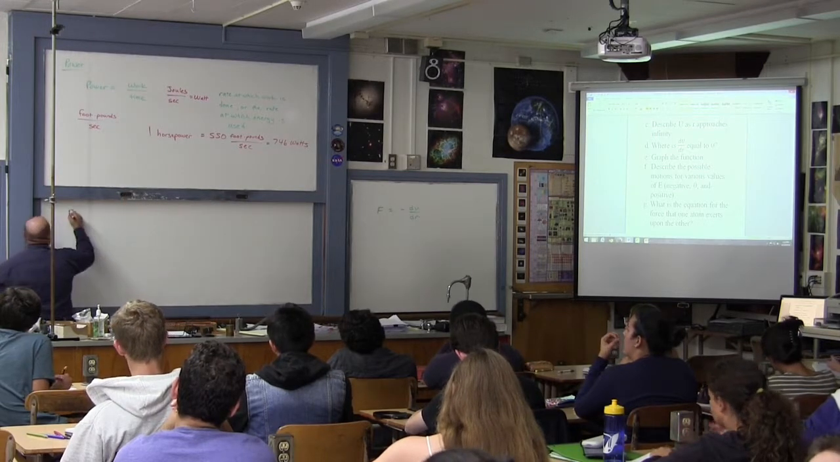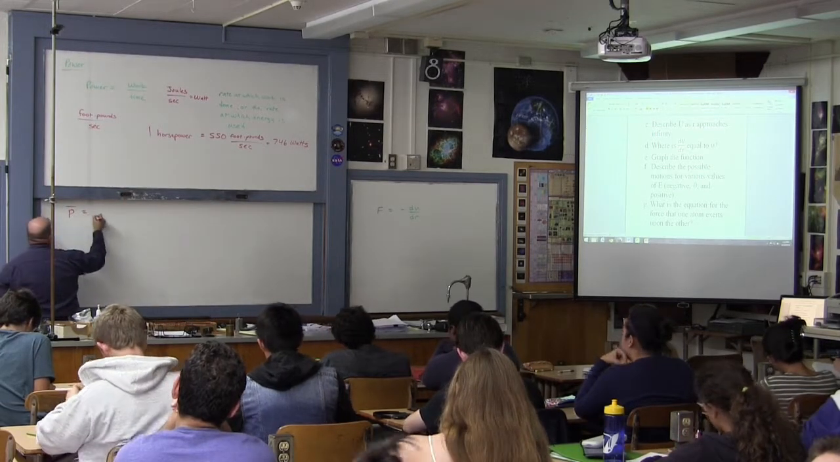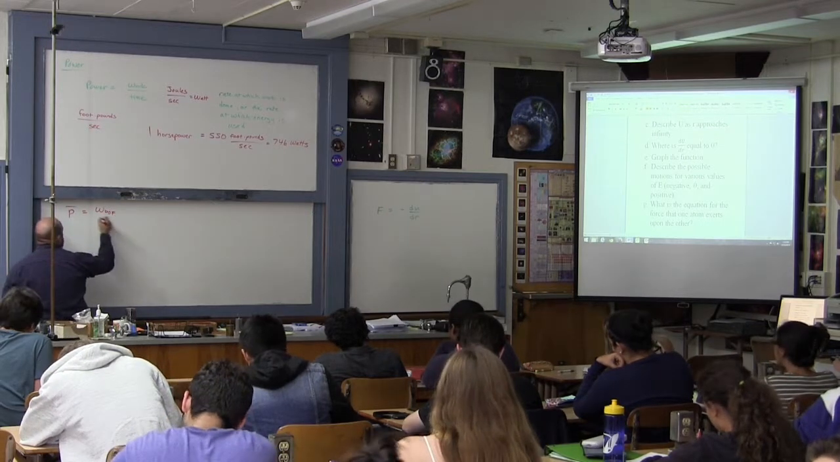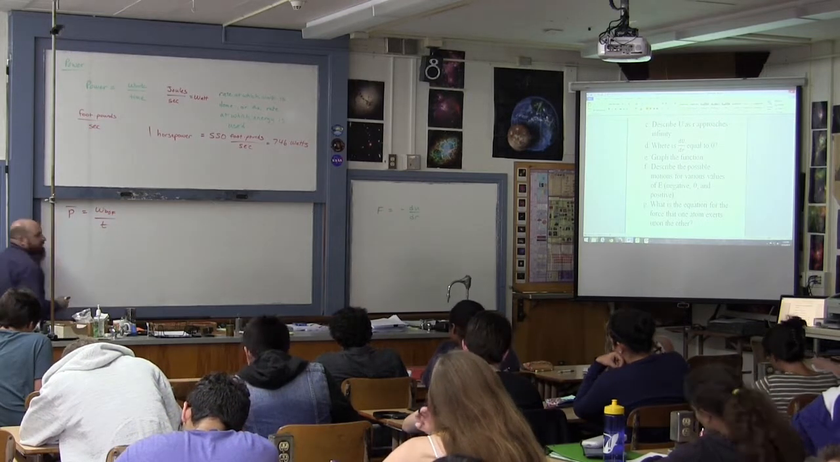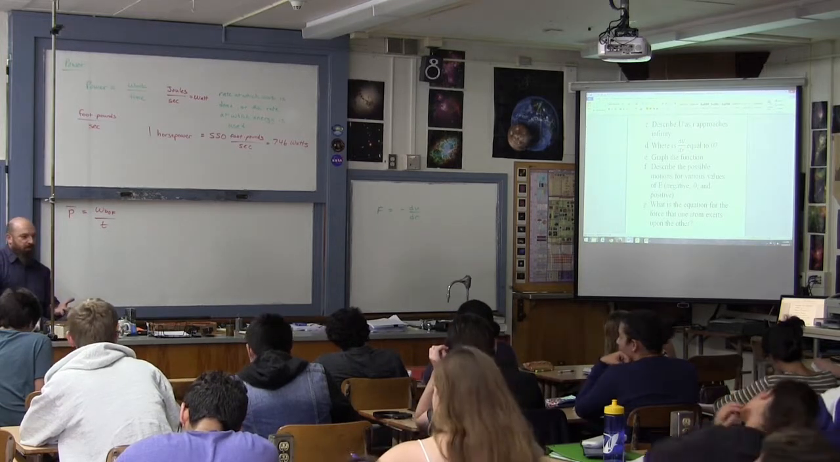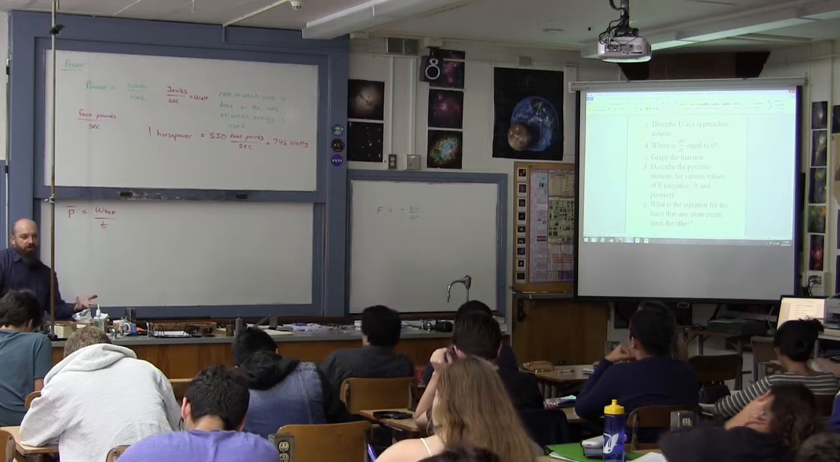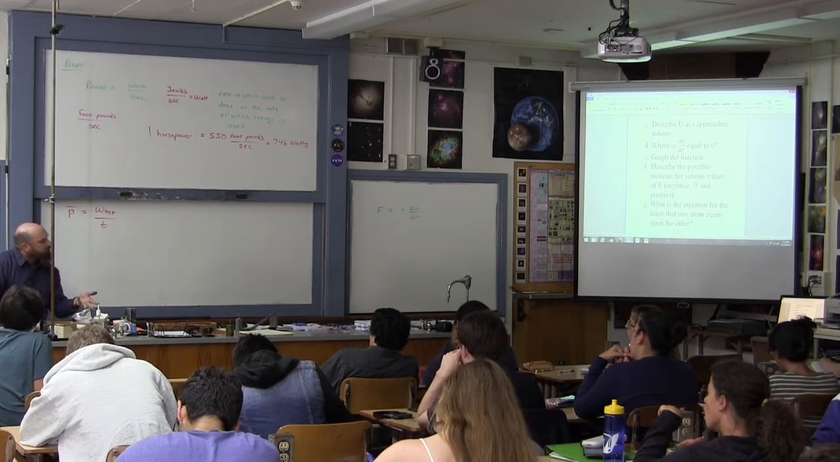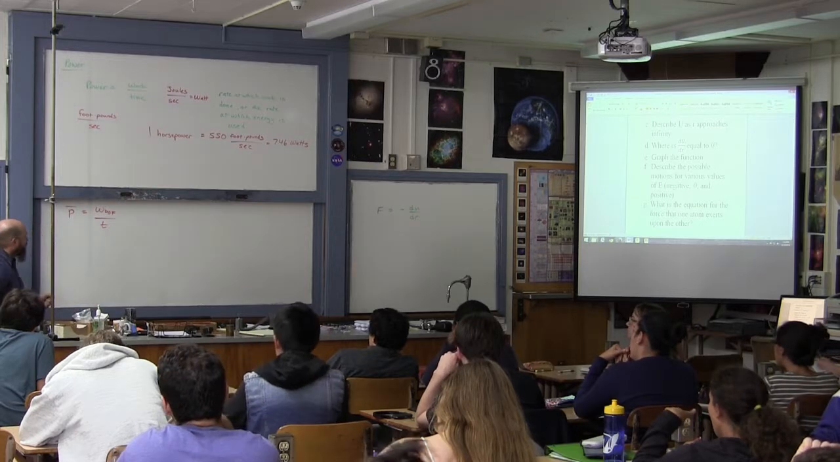Average power, P bar, is equal to the work done by the force, whatever it is that's operating, divided by the amount of time. So it's just total work done divided by total time, nothing more than that. But how do we reduce this to an instantaneous quantity? Well, we reduce it to an instantaneous quantity in the following way.